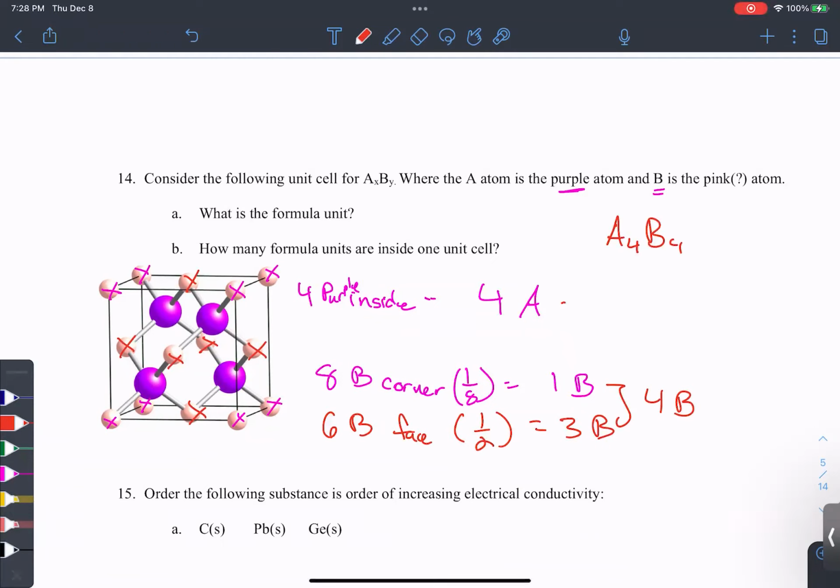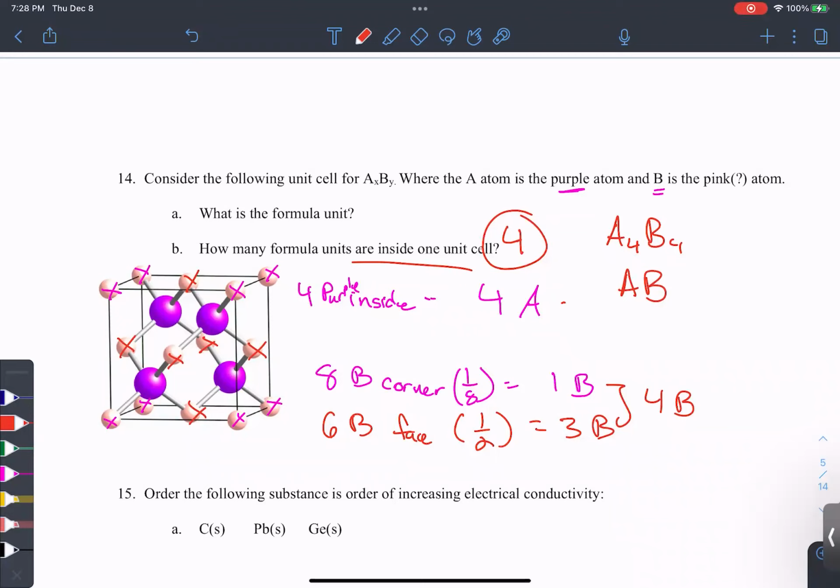But is that an ionic compound that you've ever seen before? No, we typically simplify it. So the formula unit, or the empirical formula, is just going to be AB. How I got from A4B4 to AB tells me how many formula units are inside the unit cell. That's the next question. What was the multiplier I used? 4, yeah, and so that means there are 4 ABs inside that unit cell. Whatever I use to simplify it.